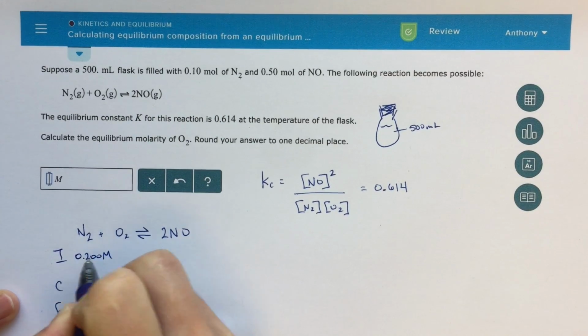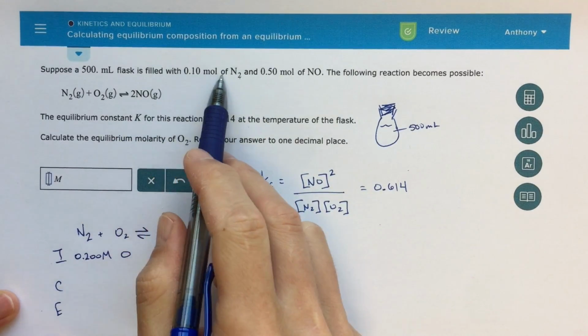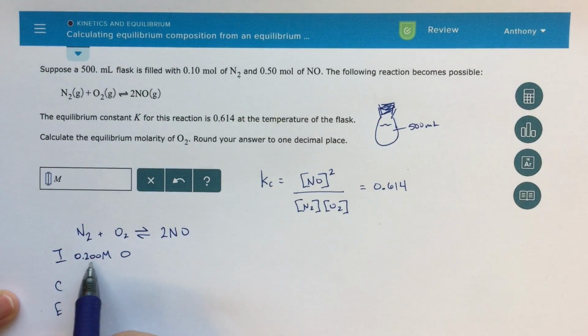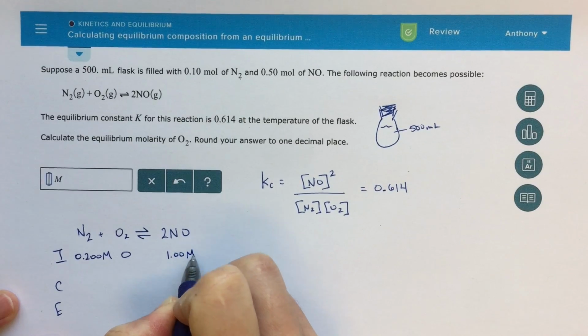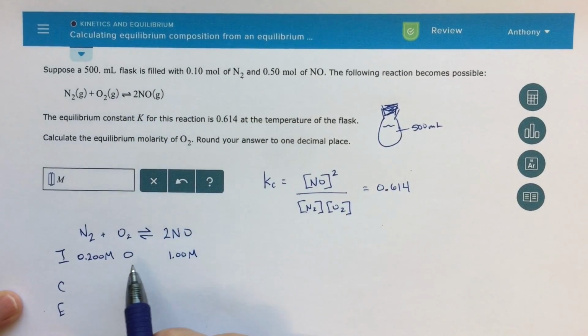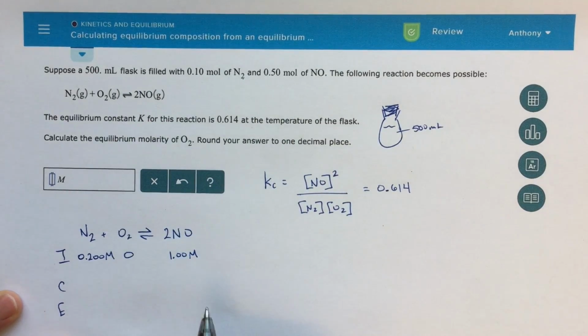0.200 molar N2. I've got 0 O2, so if I look here, I've got this 0.1 moles. Converting that to molarity using 0.1 moles divided by 500 milliliters gives me there. And then for my NO, that's going to be 1.00 molar. I'm not going to be too worried about sig figs in this problem. I'm showing 3 sig figs. That is actually improper now that I see that I've got 2 sig figs here.